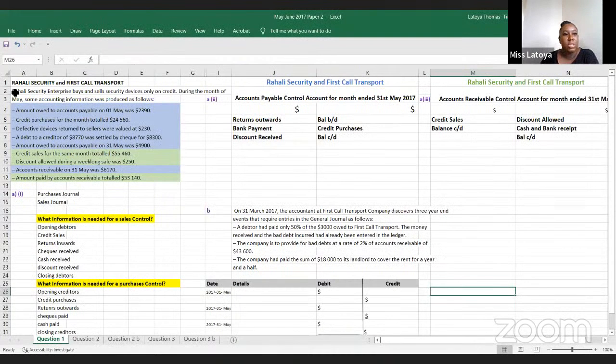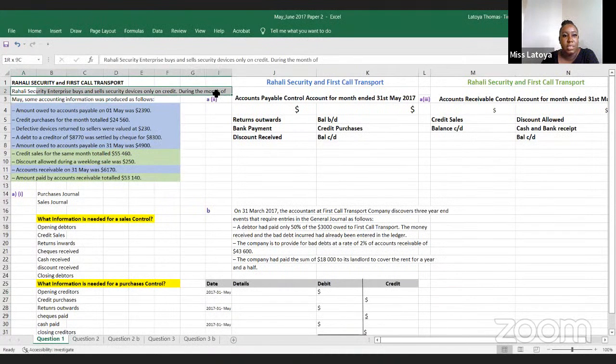So this is our question. Rahali Security Enterprise buys and sells security devices only on credit during the month of May. They provided us with the accounting information here, and the question is asking us to list at least 2 journals that we can record this information.